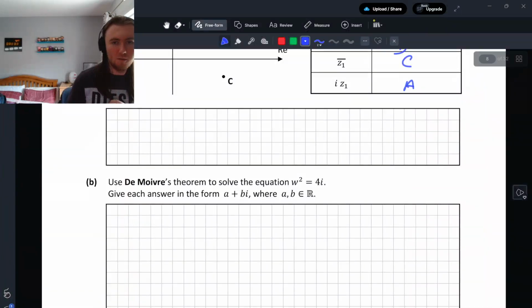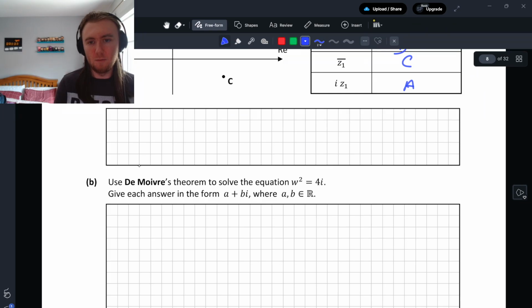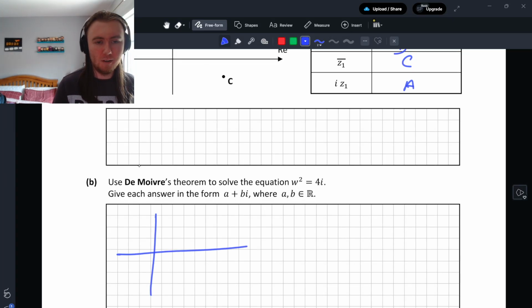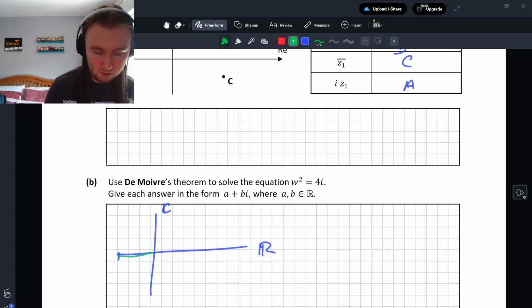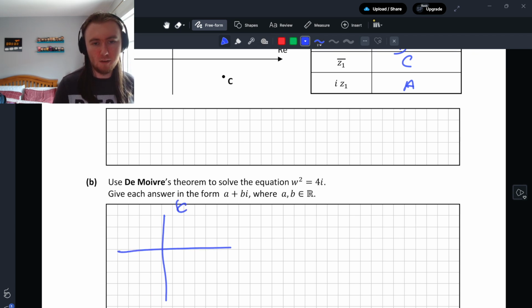Use De Moivre's theorem to solve the equation w squared is equal to 4i. So I'm just going to write 4i in polar form. That's what I was looking for. So let's construct an Argand diagram. I've done a lot of these because everyone seems to hate complex numbers. I'll just do a different color. Oh, sorry, I put it on the complete wrong part of the diagram. Let me try that again. So if that's the complex axis and that's the real axis, then 4i is just directly up here.